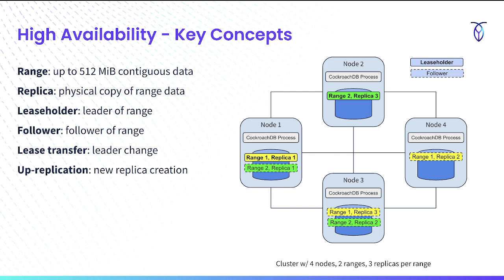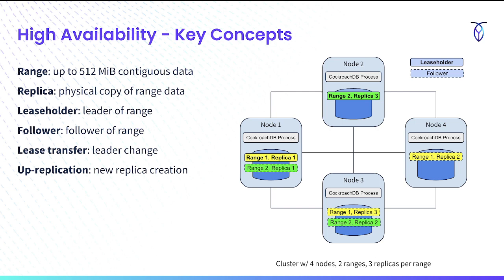upgrades and failures. But before we get started, I want to identify the key concepts that relate to high availability, starting with a range, which we've talked about in the past. A range is a contiguous chunk of data that's typically up to 512 megabytes in size. And each range has a number of replicas, which are copies of the data that exist on different nodes.